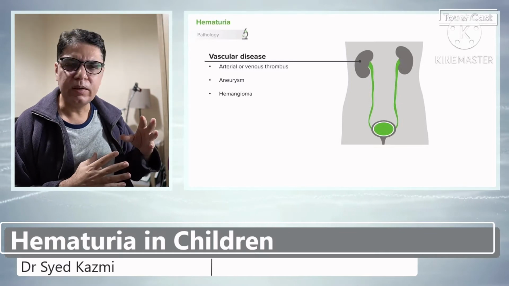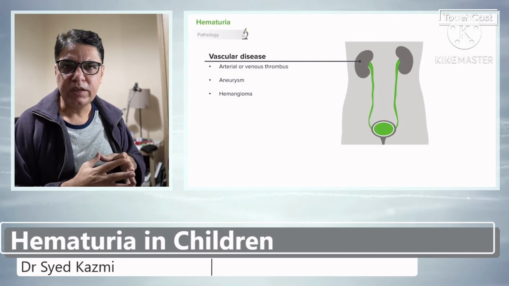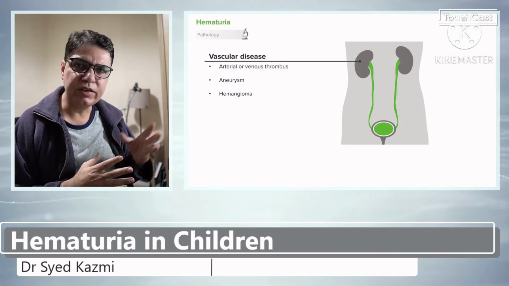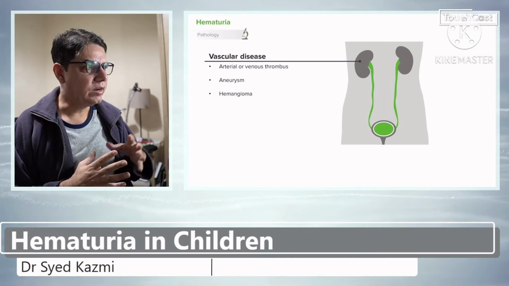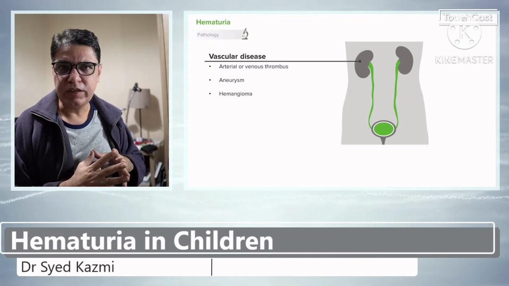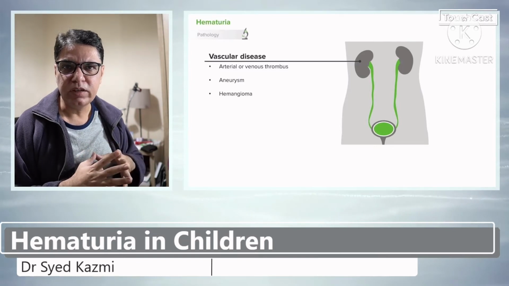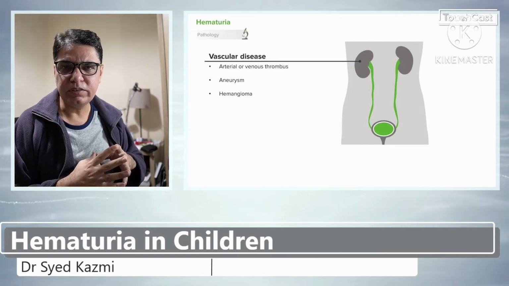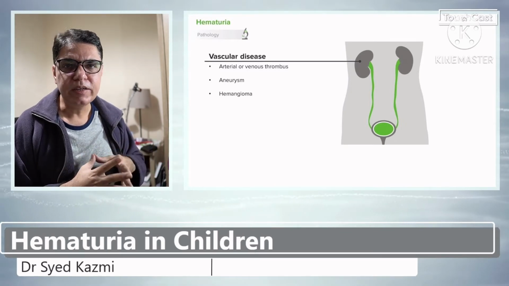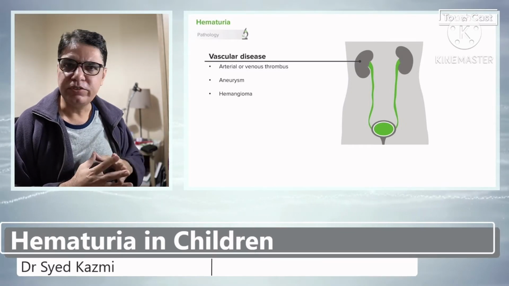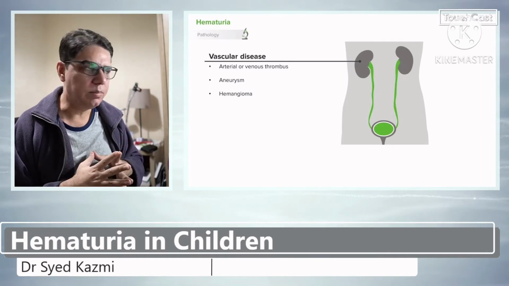Certain anatomical problems of the vasculature, especially an aneurysm in the branches of the renal artery, can give rise to hematuria. And hemangiomas, especially if there is a history of multiple organ hemangiomas. These hemangiomas, which are basically an abnormal growth of the capillaries, have a tendency to bleed, and if they bleed, the child can present with gross or microscopic hematuria depending on the size of the hemangioma.